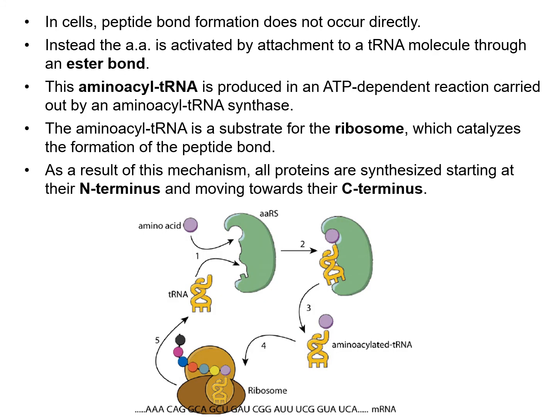In cells, peptide bond formation does not occur directly or spontaneously. Instead, the amino acid is activated by the attachment to the transfer RNA molecule through an ester bond. This amino acid tRNA is produced in an ATP-dependent manner, which is carried out by an amino acid tRNA synthetase. And amino acid tRNA is a substrate for the ribosome, which is basically a factory for the protein, which catalyzes the formation of the peptide bond.